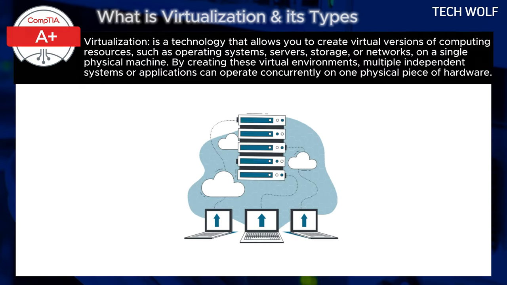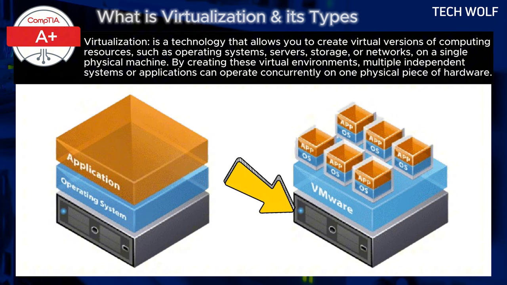What is virtualization? Virtualization is a technology that allows you to create virtual versions of computing resources, such as operating systems, server storage, or networks on a single physical machine. By creating these virtual environments, multiple independent systems or applications can operate concurrently on one physical piece of hardware.